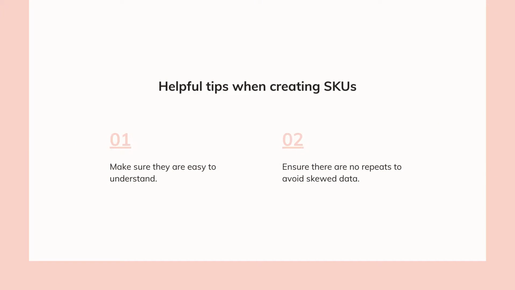However, there are a couple things that you should consider when you are writing your format. Number 1 is to make sure that they are easy to understand. And number 2 is to ensure there are no repeats, to avoid skewed SKU data. So let's go back to that Madewell top. In bin number 2, you probably shouldn't have another blue Madewell top in the size small, because that would end up with the same SKU number and would skew any data.